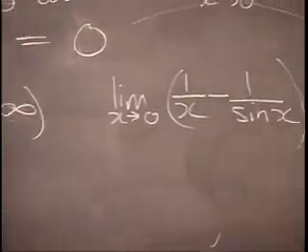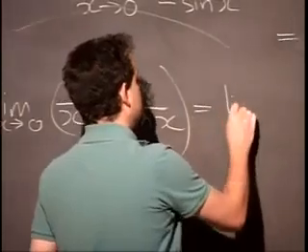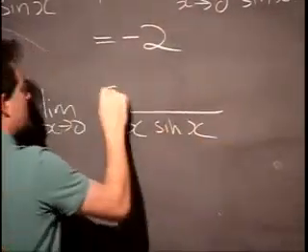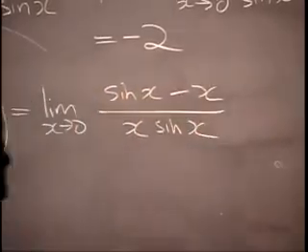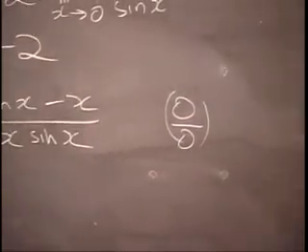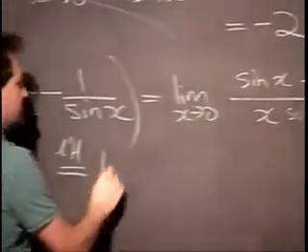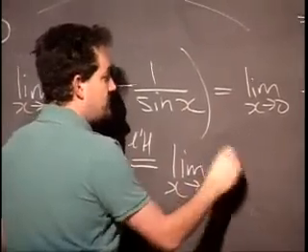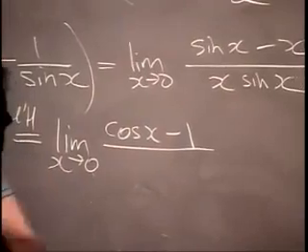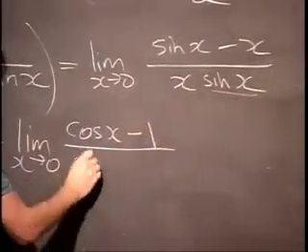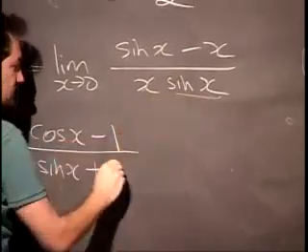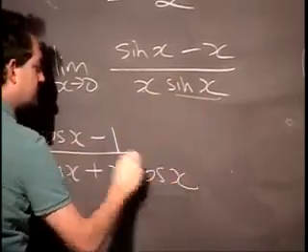However, it's a difference of fractions, so we can take a common denominator of x sine x and write this as sine x minus x over x sine x. And now it is a 0 over 0, as you can see by plugging in. So we are perfectly justified in using L'Hopital's rule. And you get cosine x minus 1 all over, and we have to use a product rule on the bottom. You get v du dx is 1 plus u dv dx is x cosine x.